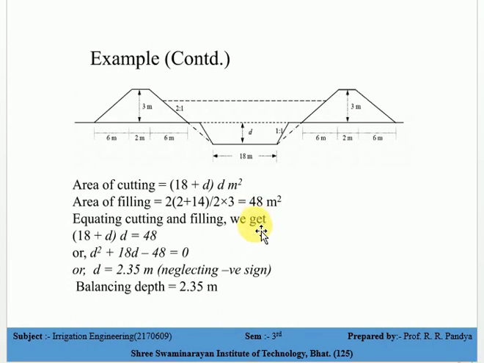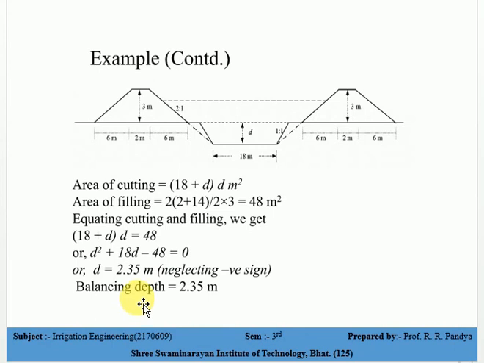Now equating this cutting and filling, what should we get? 18 plus D into D is equal to the area of filling, which is 48. So the equation should be 18 plus D into D is equal to 48. Now we have the equation. Multiply this D into this bracket. So D square plus 18D, and take 48 positive from the equal side, so it should be minus. So D square plus 18D minus 48 is equal to 0.